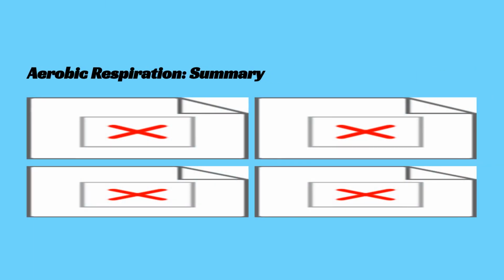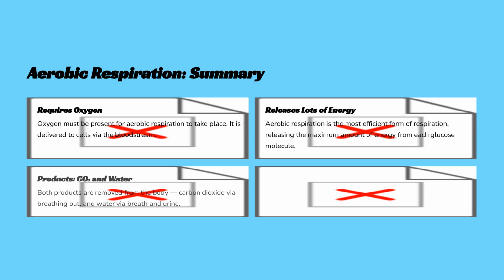To summarize aerobic respiration, it requires oxygen delivered via the bloodstream, releases lots of energy, produces carbon dioxide and water as waste products, and occurs primarily in the mitochondria of the cell.